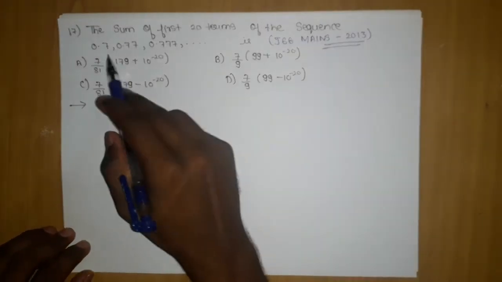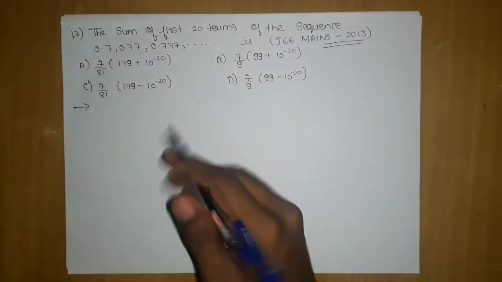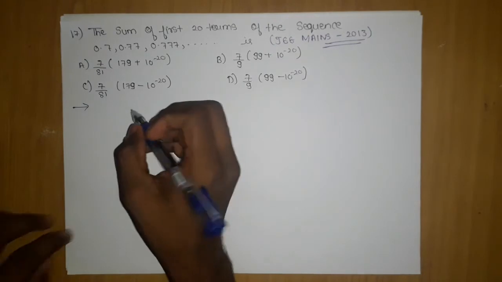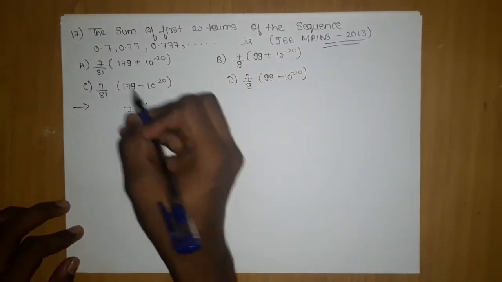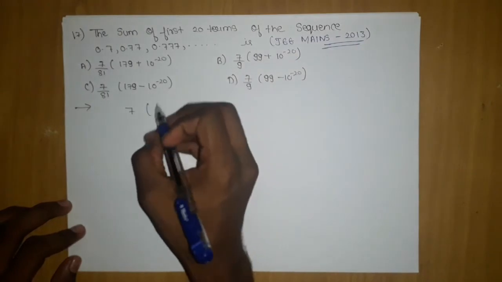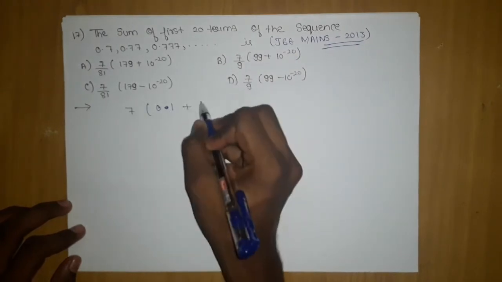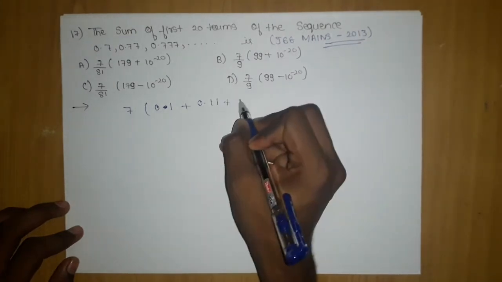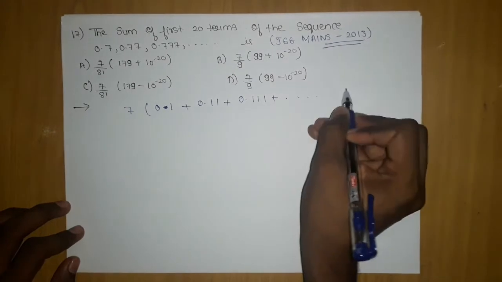So this type of question where 0 point appears, we have solved this type of question, and I have discussed how to solve it. First, you have to take 7 common from this series whatever they have given. So we will be left with 0.1, 0.11, 0.111 and it will go on until the 20th term.